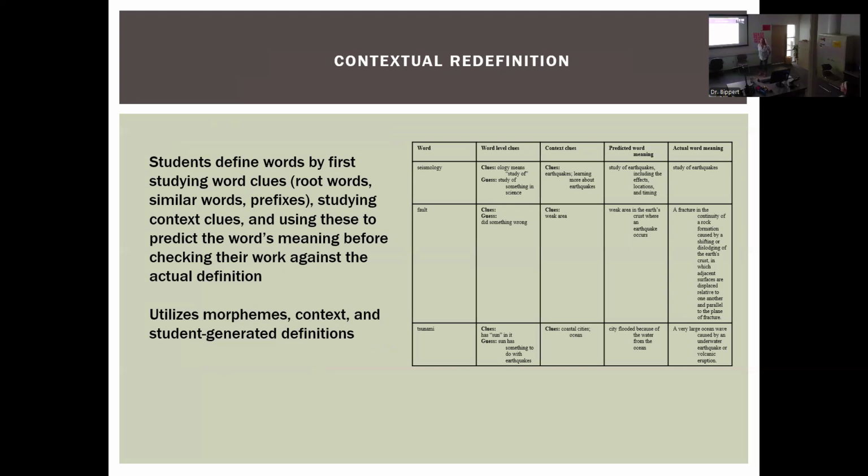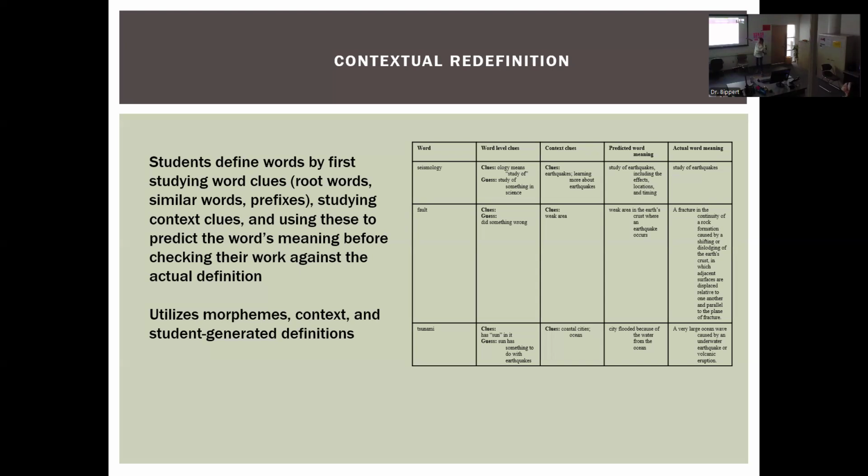It's kind of similar to the word detective, where students are thinking about the context and then like context clues within a sentence. And here they're coming up with their own definition and then checking it against the actual definition. So you have a word like seismology, and you're going to use this at the beginning of this study. We're going to expect kids to sort of think about the words, the word parts, and things like that.